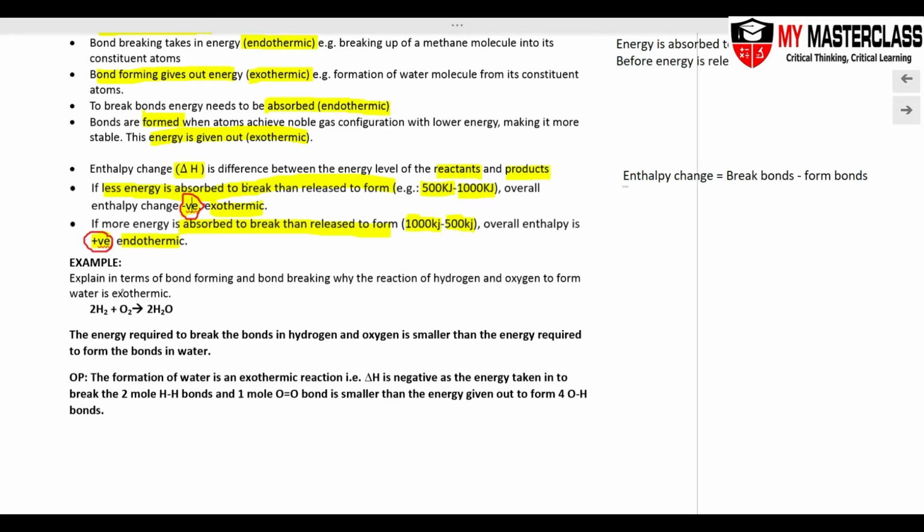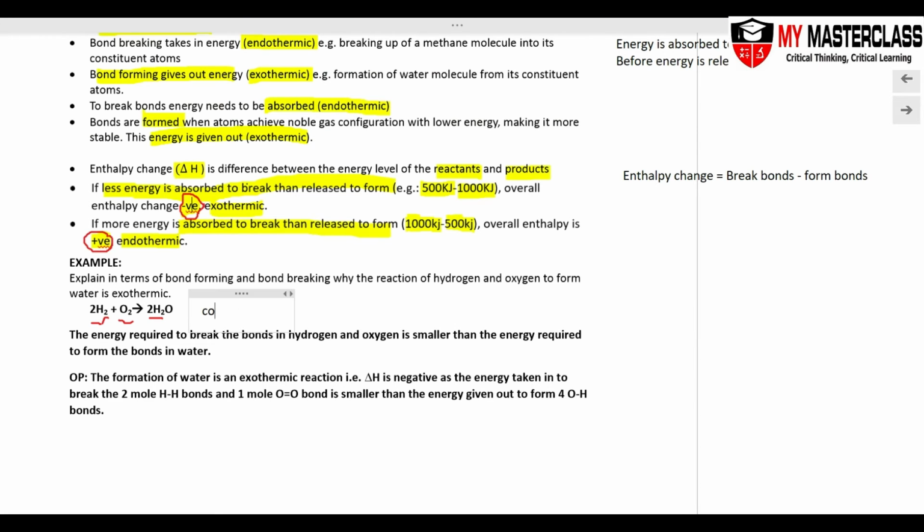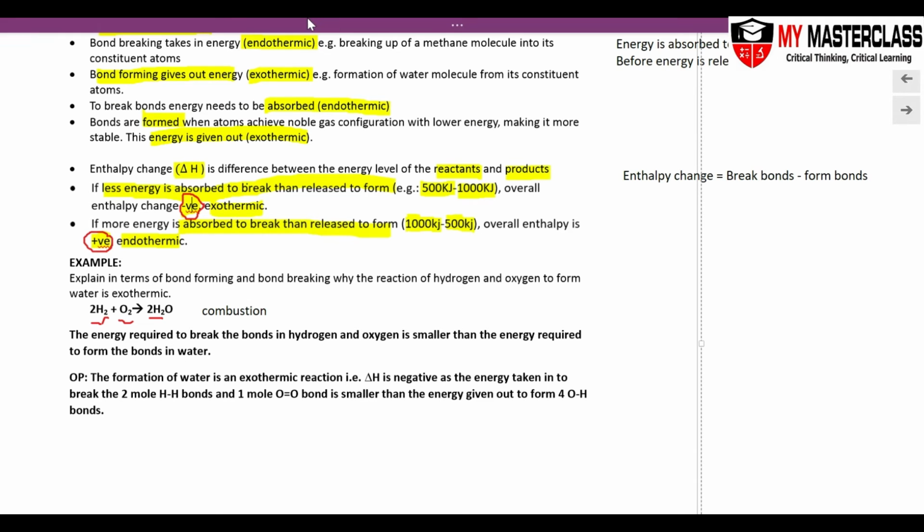Okay, so let's explain common questions. Explain in terms of bond forming and bond breaking why the reaction of hydrogen and oxygen to form water is exothermic. So hydrogen and oxygen forming water, even if they never tell you it's exothermic, this is a combustion reaction, because oxygen is involved. Energy is given out, so it's exothermic.